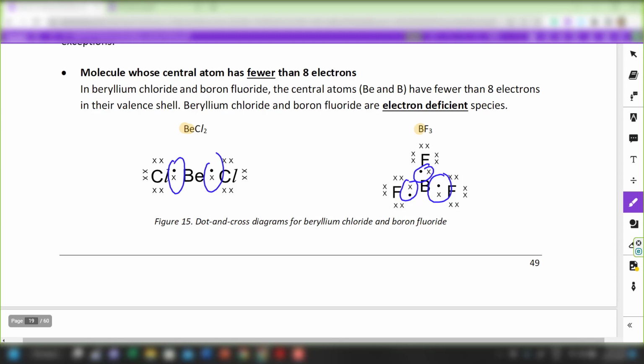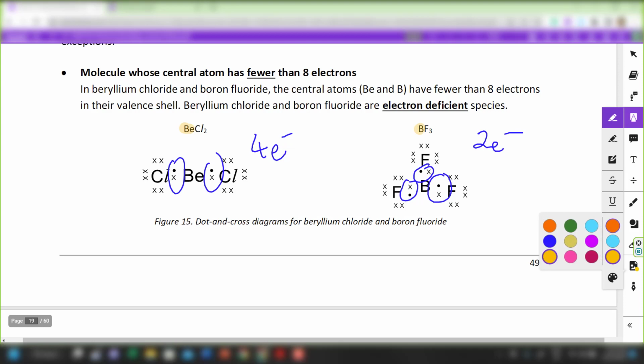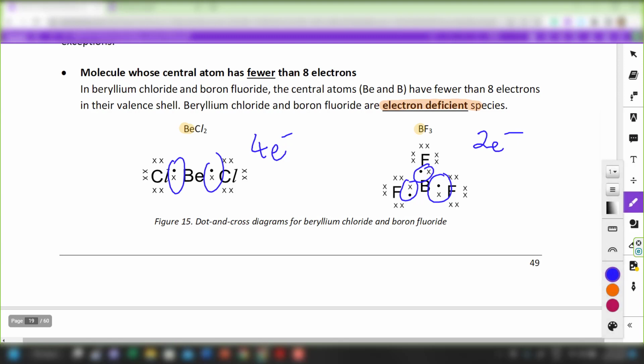So for BF3, it's 2 electrons short of the ideal octet configuration. For beryllium dichloride, 4 electrons short of the ideal octet configuration. So in that sense, we term the boron and beryllium center as electron deficient. In the words of Lewis acid-base, we say that they are Lewis acidic.